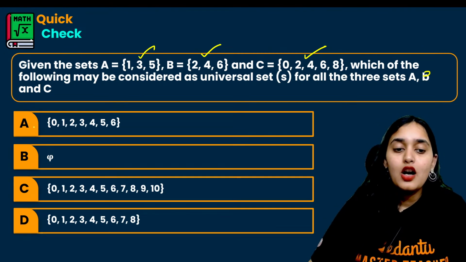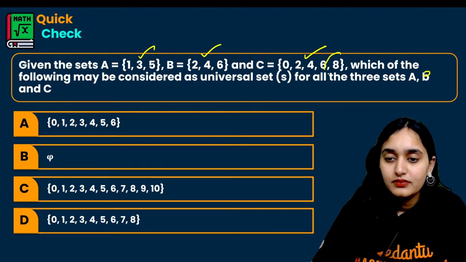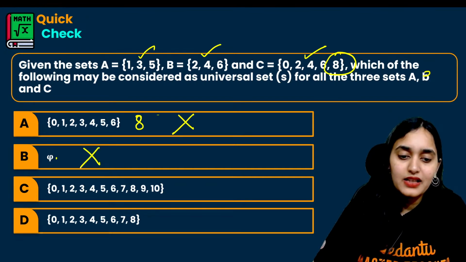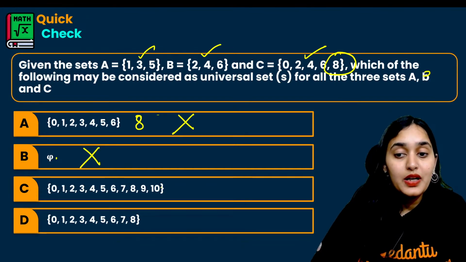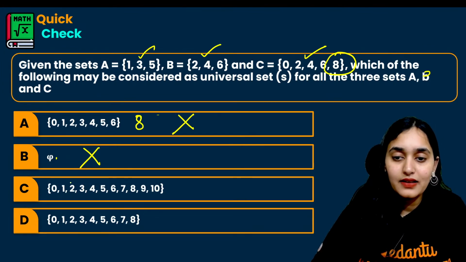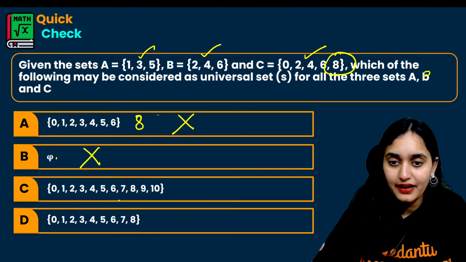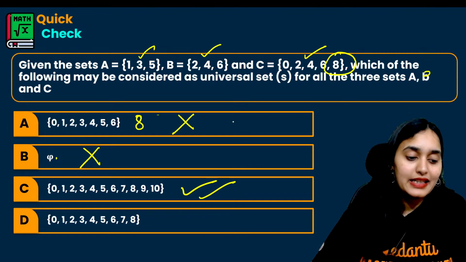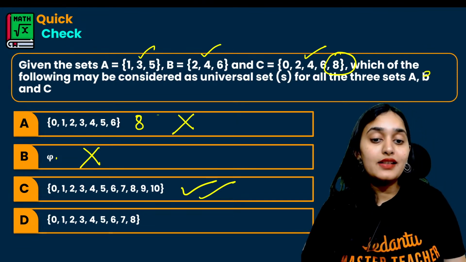Let's check. Option A, 8 is not there. Not possible. Null set? Obviously not possible. What about option C? It is having 0, 1, 2, 3, 4, 5, 6, 7, 8, 9, 10. Yes, it is the universal set of A, B, C.